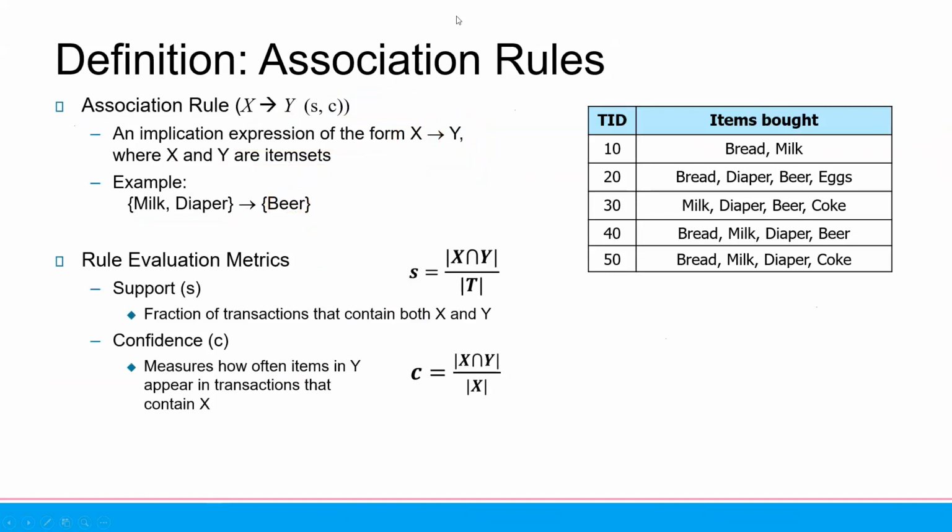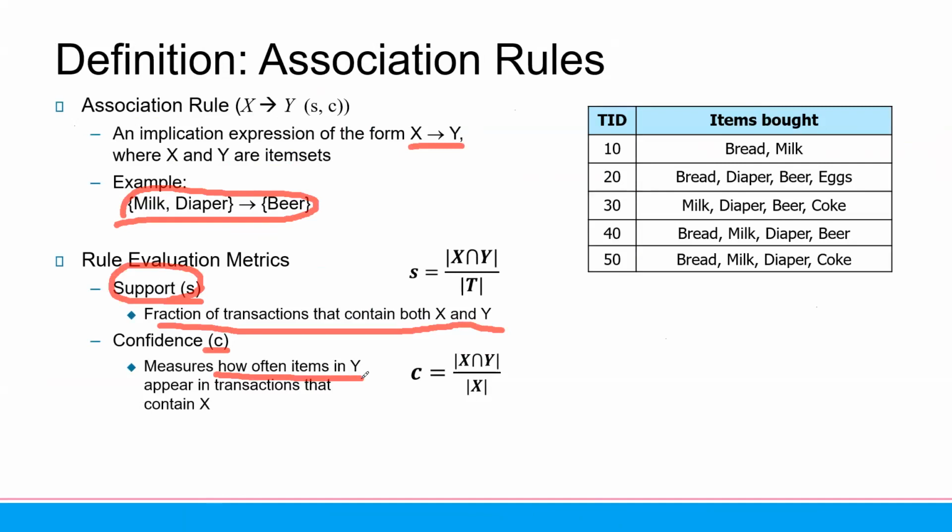So it comes to two different rule evaluation metrics. The first is S, the support that we already learned before. It is the fraction of transactions that contain both X and Y. So we want to check all of this, and we call this the support. And the confidence means how often items in Y appear in transactions that contain X.